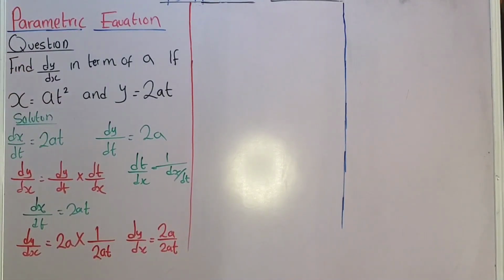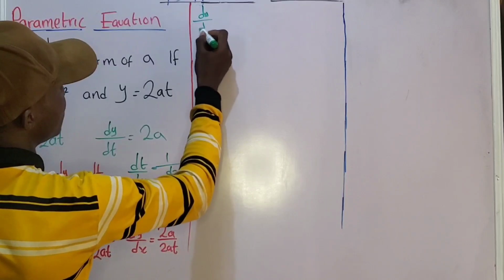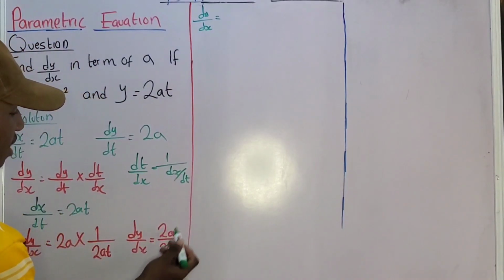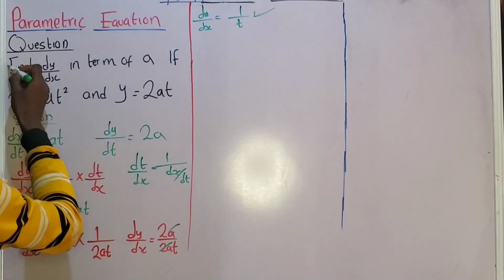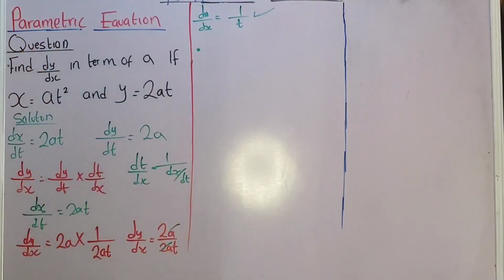Now pay attention. dy/dx is equal to, this 2a can cancel this 2a. So I'm going to have 1 over t. That is the final answer. Okay. So that is question 1. Let's move to question 2.